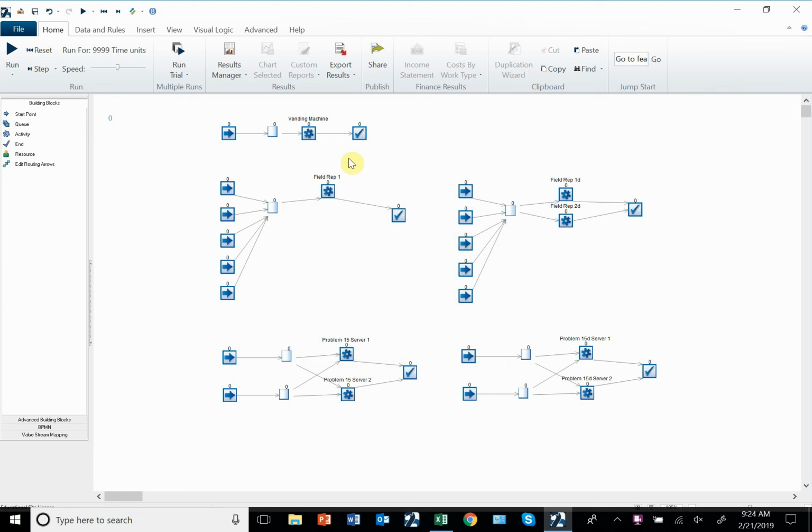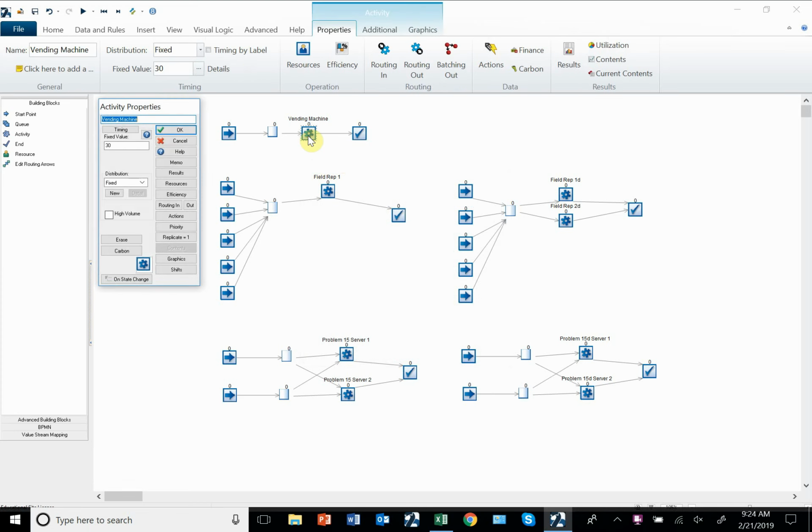Make sure the clock properties were set at 0 and that the results collection period is 9999. After you've done this, the first problem is this vending machine where the service time is exactly 30 seconds. So I modeled mine in seconds, and it's fixed. It's constant.